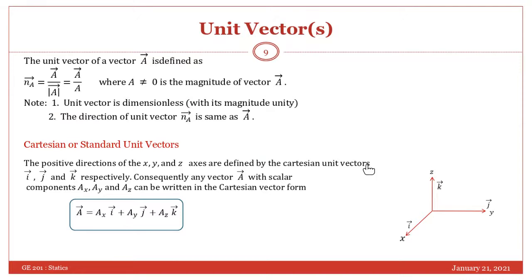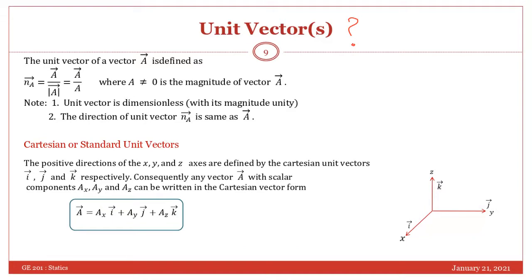Now I come to a very important vector, which we will use frequently in this course, that is called the unit vector. Okay. Anybody has an idea what a unit vector is? Yes, Mr. Muhammad. It's a vector that has the same direction as the real vector, but its magnitude is 1. Yes, very good.